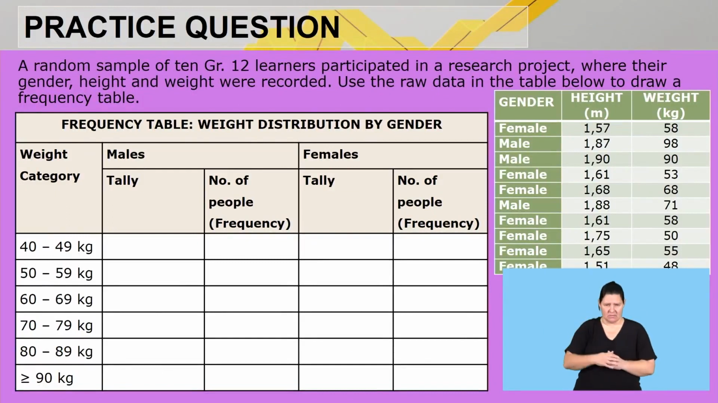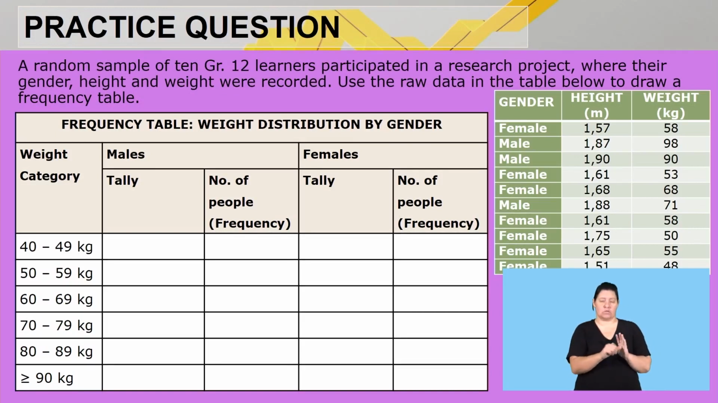So question number 1 here says a random sample of 10 grade 12 learners participated in a research project where their gender, height and weight were recorded. Use the raw data in the table below to draw a frequency table. Now here you can see the frequency table. The outline was already done for you in order to save some time, but also to point out to you what is important.